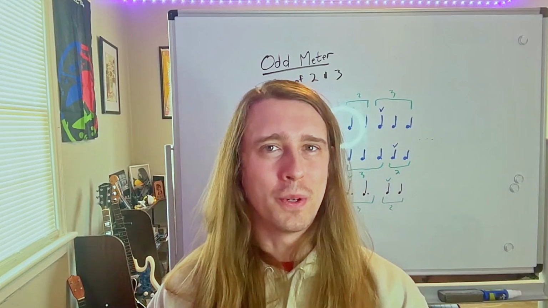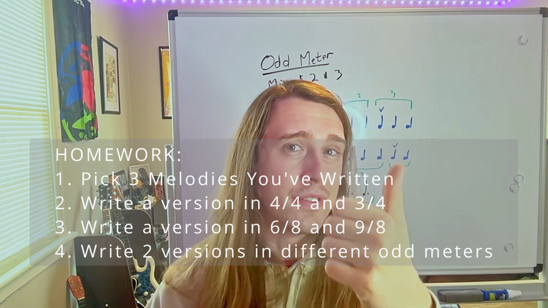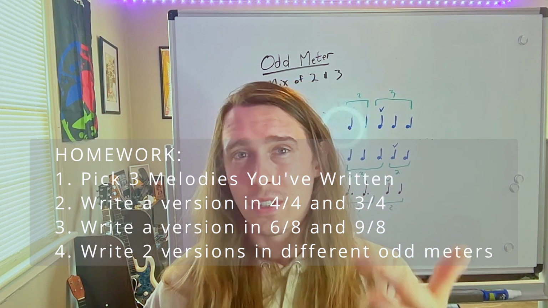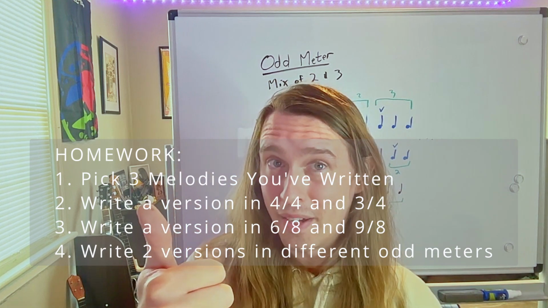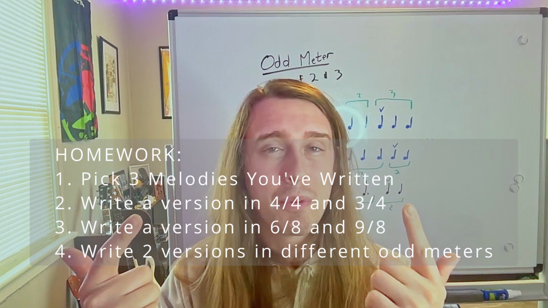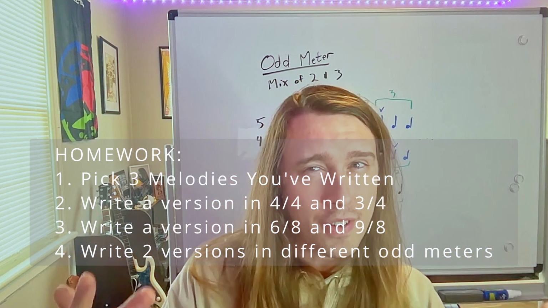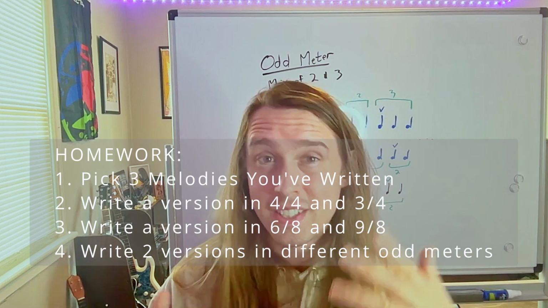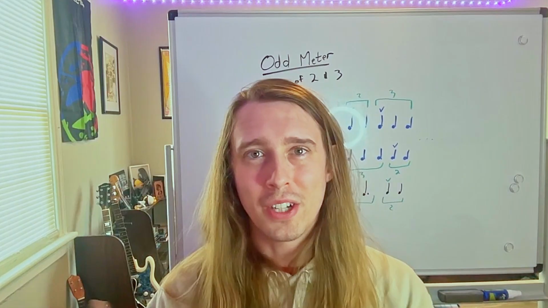Now it's time for your homework. I want you to pick 3 of your favorite melodies. I want you to write a version in 4/4, so simple time, a version in 3/4, also simple time, a version in 6/8, compound time, a version in 9/8, also compound, and then I want you to write a version in 2 odd meters of your choice. That could be like 5/4 or 17/16. Heck, you can even do the dice trick. And that's it. Awesome. Give that a shot.